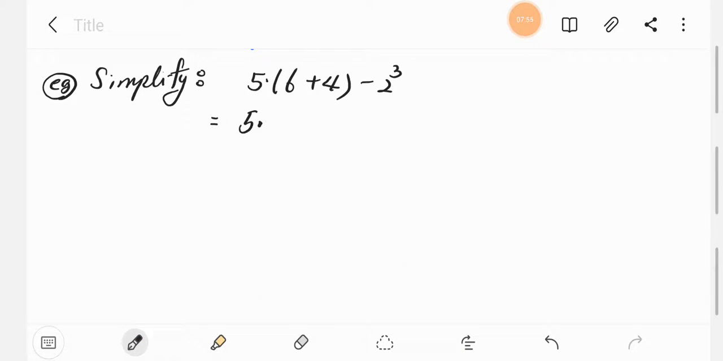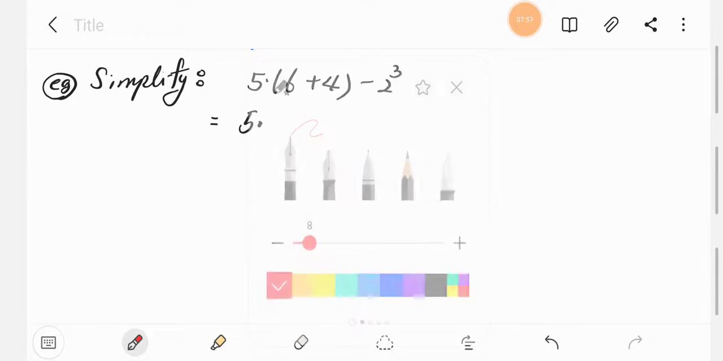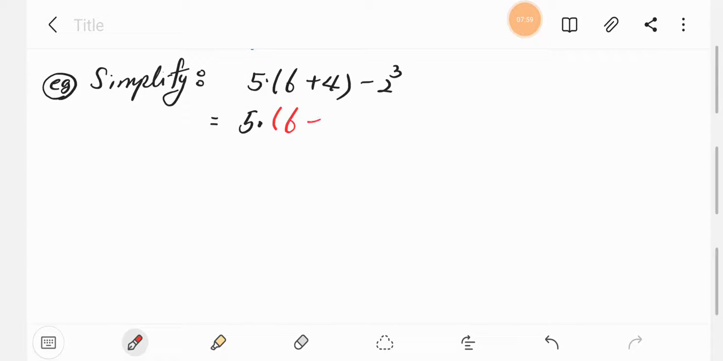So 5 times, what we're going to do is inside the parentheses. We will do this one first. So that will be equal to 5 times 6 plus 4 is 10, right? 10. You don't need to put parentheses because 10 is just a number. The minus 2 cube, right? So we just remove the parentheses, simplify the parentheses.